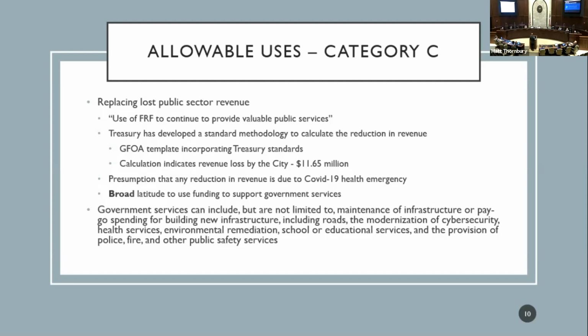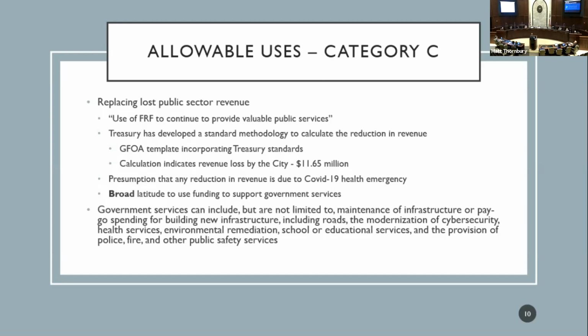Even with that, the calculation indicates that the city has lost $11.65 million. Now, that's not an actual loss. That's a comparison of what our actual revenues were versus what the Treasury said we might have expected we would have received absent the pandemic. There's a presumption that any loss in revenue is due to the COVID-19 health emergency. So regardless of the loss in revenue, it's going to be presumed to be due to that.